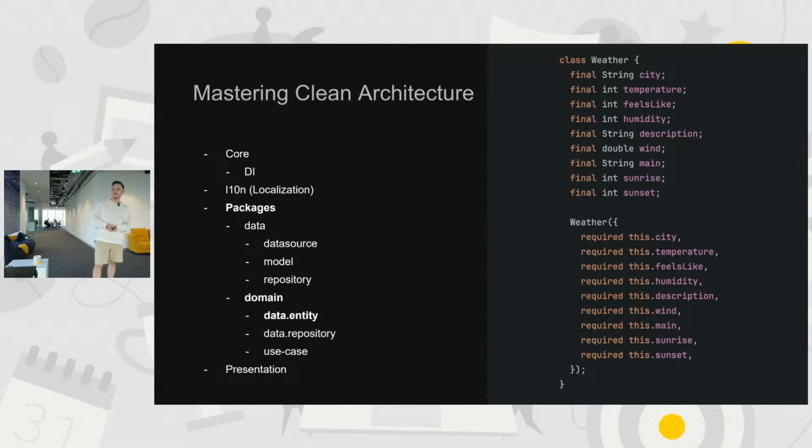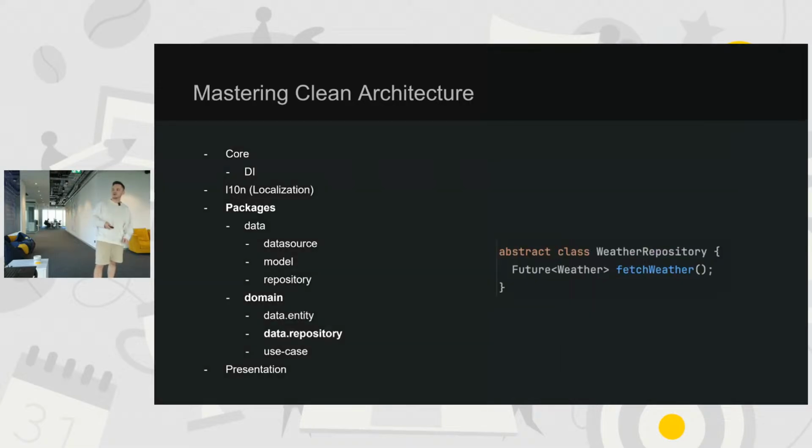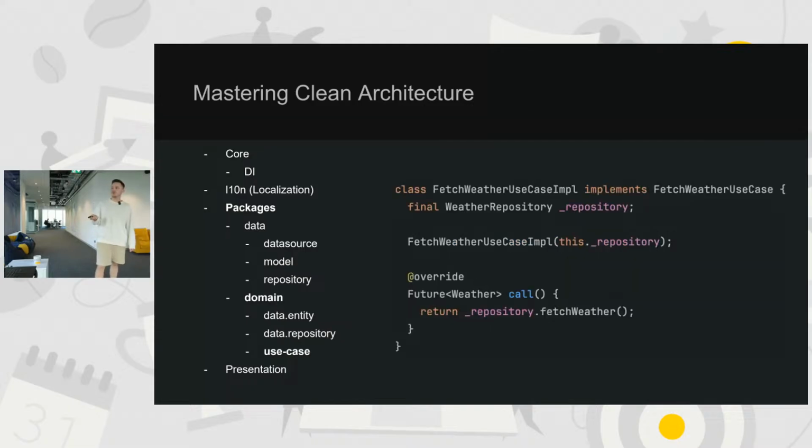Here is the domain, which has the entity. It is actually the same as the one from data, but it's connected with our domain layer. A repository, which I mentioned before, is like an abstract class or interface. And we have this use case, which, as I said before, is kind of an entry point to our domain layer. It has a link to our repository, and here I just make fetch weather to receive this weather model from the domain.